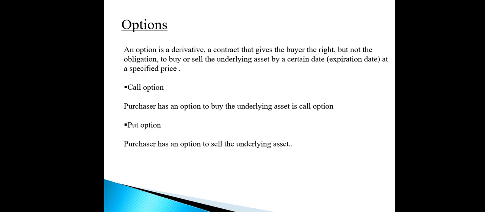Whereas in a put option, the purchaser has an option to sell. Suppose a person enters a contract for 3 months. He expects the price to fall, so he has a choice of selling the commodity within 3 months. It is known as a put option. Whereas in a call option, the party expects the price to increase in future, so he already enters the contract at a smaller price. It is known as a call option. I hope you are very clear on call option and put option.